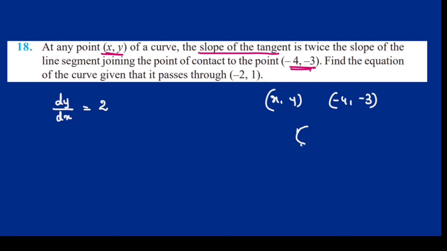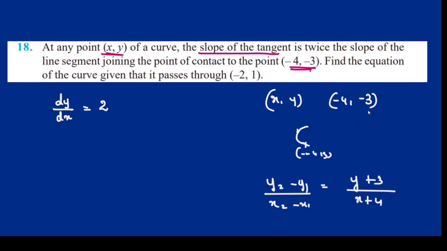Now there is a point minus 4 and minus 3. So this slope, how do you find this slope? What is the formula to find this slope? The 2-point form: y2 minus y1 by x2 minus x1. So minus 3 minus y, or we'll take it like this, y plus 3 by x plus 4. So that is equal to twice y plus 3 by x plus 4. So this is the equation we formed.